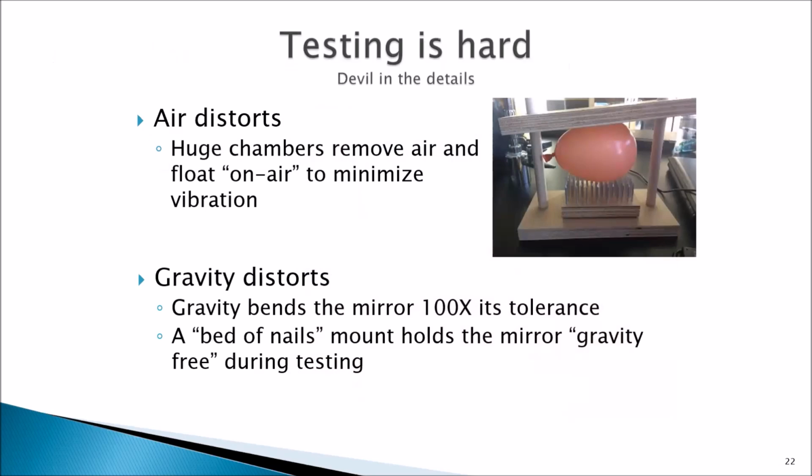So when it comes to testing these mirrors, it turns out that the air that we breathe will distort the imagery that we're trying to see through to see how the mirror is doing. So what we do is we put these mirrors into a huge chamber, which we can evacuate. It's a vacuum chamber. And we literally float the entire chamber on a column of air in order to minimize vibrations coming through and upsetting the test of the mirror.